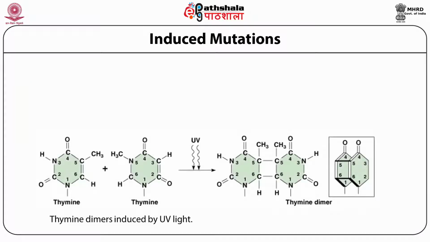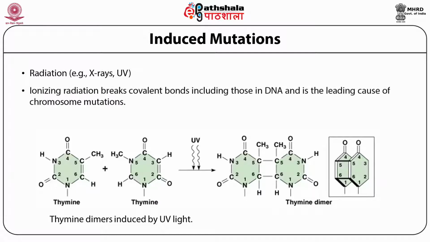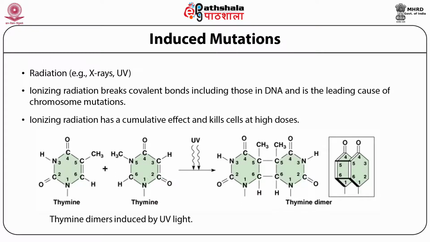Here we discuss the radiation induced mutations. Radiation, for example X-ray and UV ionizing radiation, breaks covalent bonds, including those in DNA, and is the leading cause of chromosomal mutations. Ionizing radiation has a cumulative effect and kills cells at high doses, and it generally forms the thymine dimer.